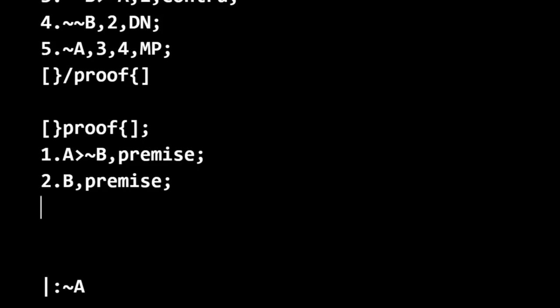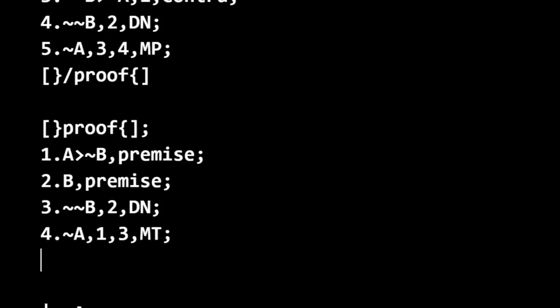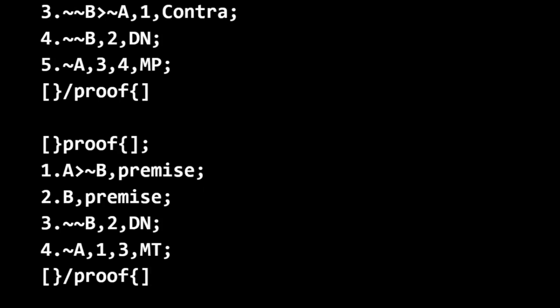If we go in line three, do double negation in line three from line two, double negation. And then in line four, we can go directly to not A, which is what we're trying to prove from the premises. And we can do that by lines one and three using modus tollens. And this proof is even shorter than the previous proof, and therefore even better.